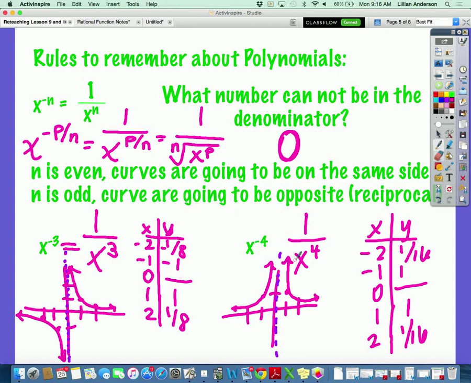And it doesn't matter whether it's an even power, a negative power, so it can be negative 4 to negative 6 to negative 8. All of those are going to look like that. Questions?